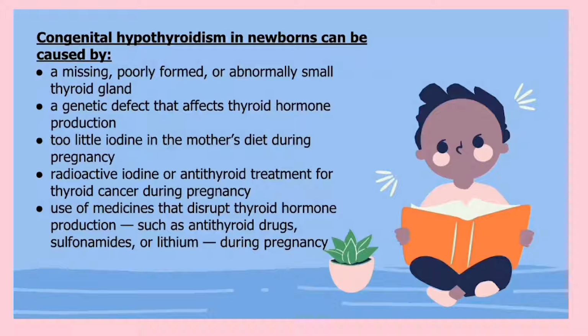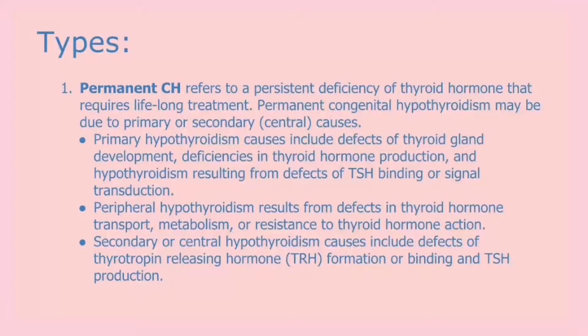There are two types of this complication, the permanent congenital hypothyroidism and the transient congenital hypothyroidism. Permanent refers to a persistent deficiency of thyroid hormone that requires lifelong treatment. This permanent congenital hypothyroidism may be due to primary or secondary causes. Primary hypothyroidism includes defects of thyroid gland development, deficiencies in thyroid hormone production, and hypothyroidism resulting from defects of thyroid-stimulating hormone binding or signal transduction.